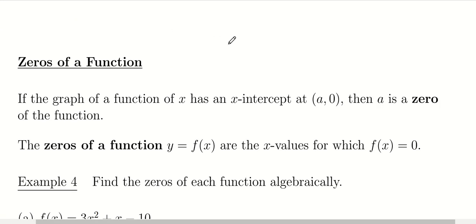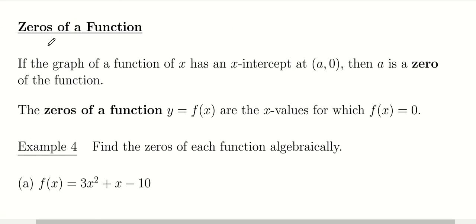The next thing we're going to come to, which we've touched on lightly so far, are what we refer to as the zeros of a function. If the graph of a function f has an x-intercept at the point (a, 0), then a is called a zero of the function. And the terminology is an x-intercept. We use these terms oftentimes interchangeably. An x-intercept is going to be the same thing as the zero of a function.